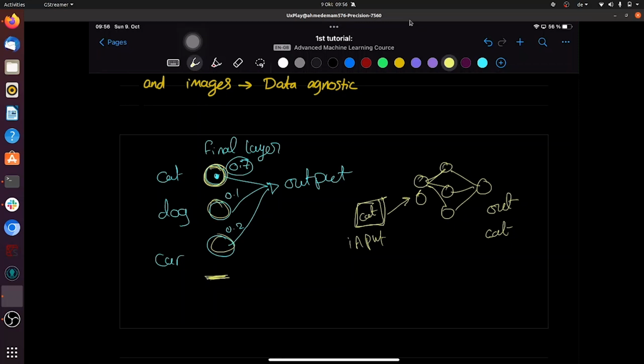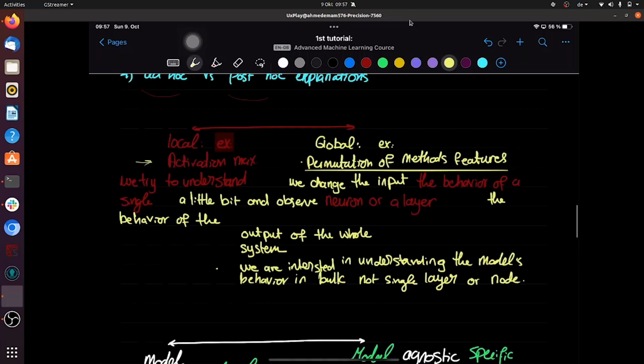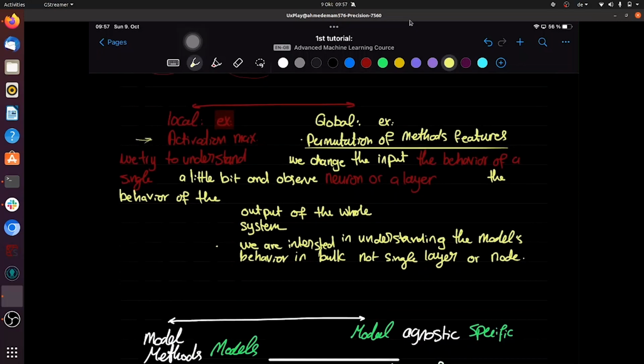For example, maybe we can make some black pixels in the corner of the image and see if the output is changed or not. And if it's changing, this means this corner is very important for the neural network to take its decision. So we can make a moving box algorithm to go around the input image and see which part or which corner of the image is very important for the algorithm to take its decision. These types of methods are called global explanation methods, and in this method we are trying to understand the general behavior of the model.